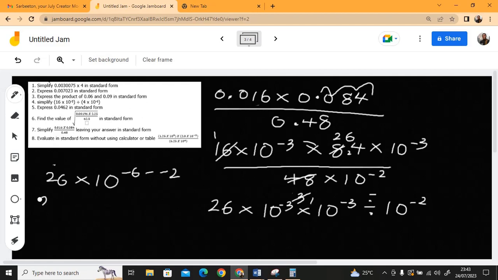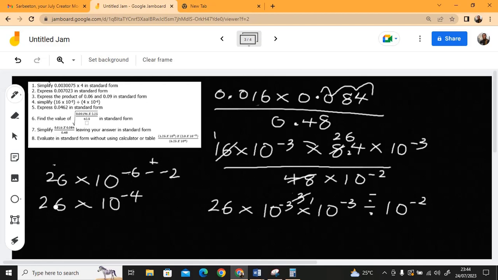So we have 26 times 10 raised to the power minus 6 minus minus 2. Minus times minus, you have to multiply it. Minus times minus will give us plus. So minus 6 plus 2. You are owing someone 6 naira, you are having 2 naira. If you pay, you are still owing 4 naira.